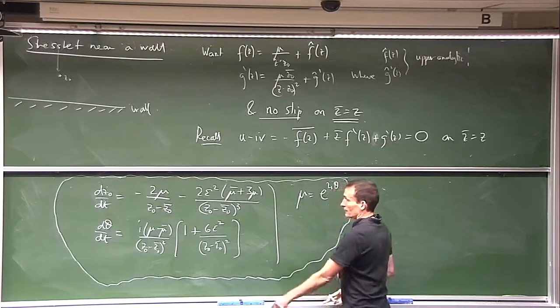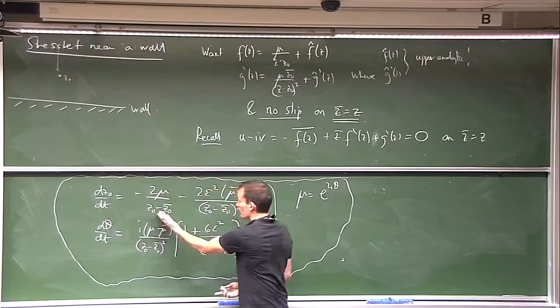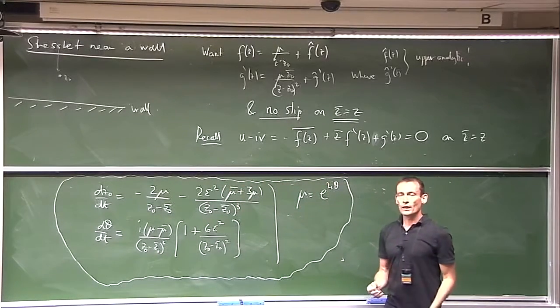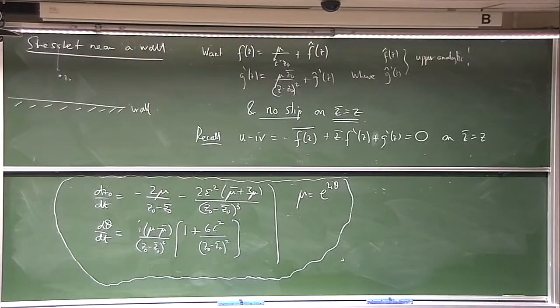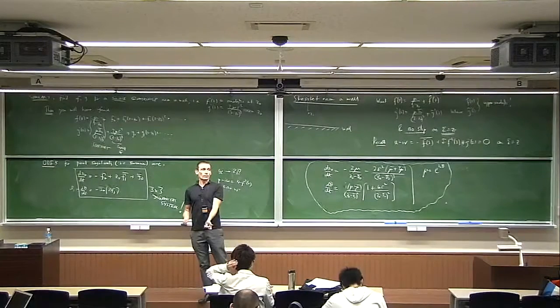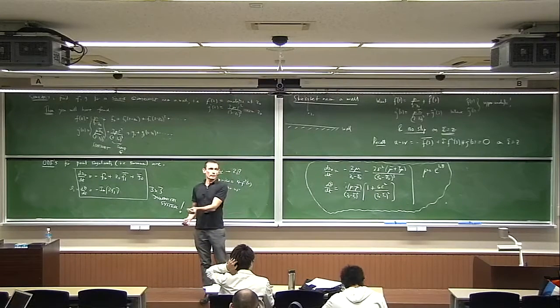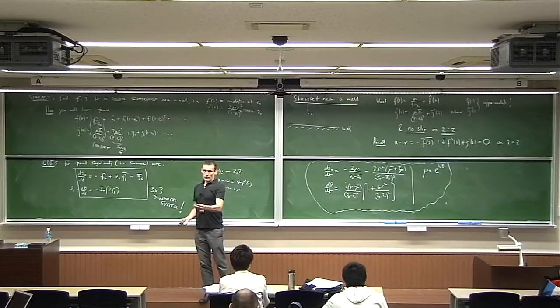At the same time, z naught is also an unknown, x naught plus i y naught, and z appears there, there, and there. Notice, by the way, that x naught does not appear in the dynamical system. In other words, the x position along the wall does not appear on the right-hand side. Is that to be expected?